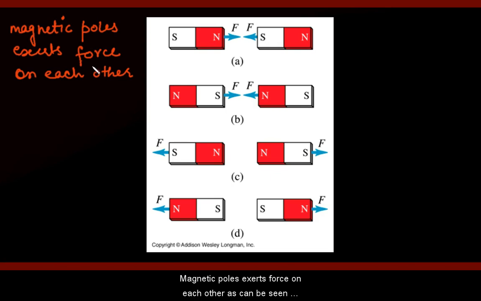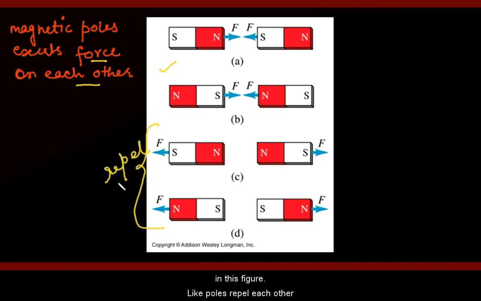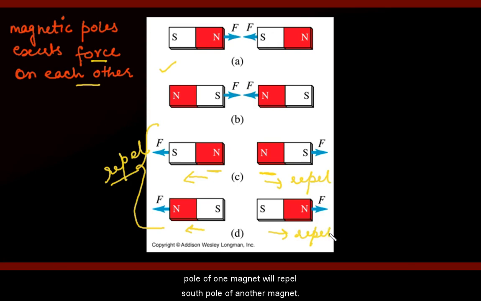Magnetic poles exert force on each other as can be seen in this figure. Like poles repel each other. So, if we have two magnets and we try to bring its two north poles together, then one north pole will repel another north pole. Similarly, if we try to bring two south poles of two different magnets together, then south pole of one magnet will repel south pole of another magnet.